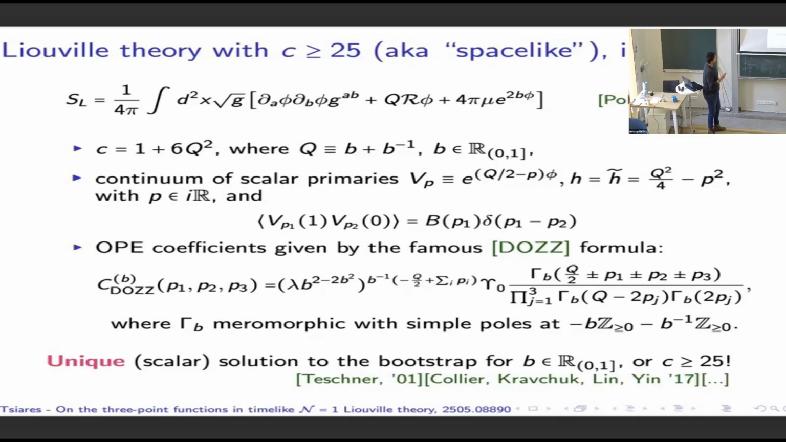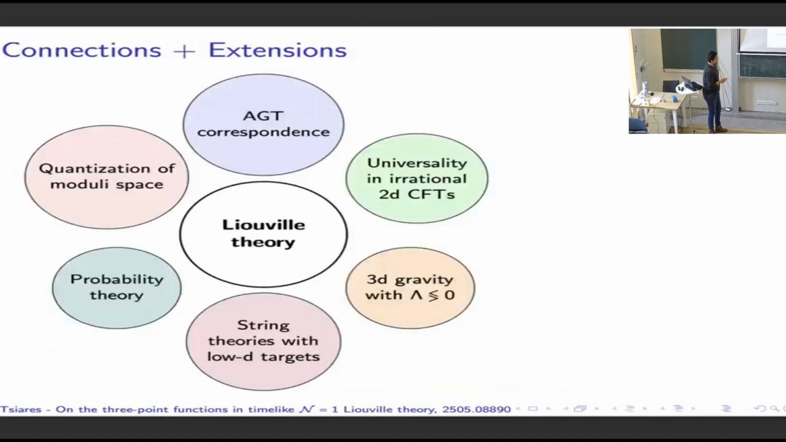It consists of a continuum of scalar primary operators where h and h tilde are the same. And I've chosen this specific parametrization with a minus sign. So the spectrum of Liouville operators lives on this imaginary line. And the OPE coefficients are given by the celebrated DOZZ formula, which up to some normalization factor is basically given by this special function, the Barnes double gamma function, which is a meromorphic function with simple poles in this grid spanned by b and b inverse.